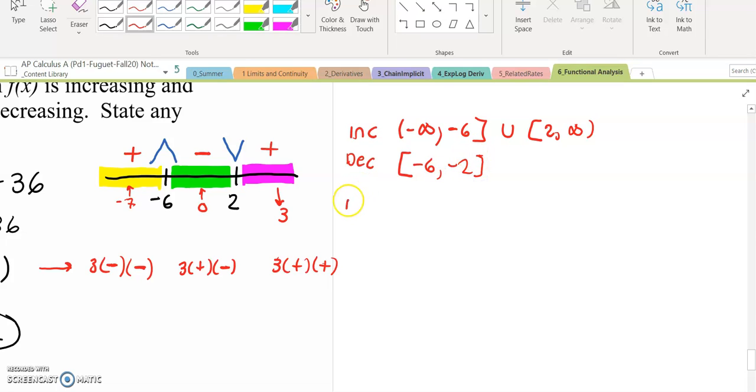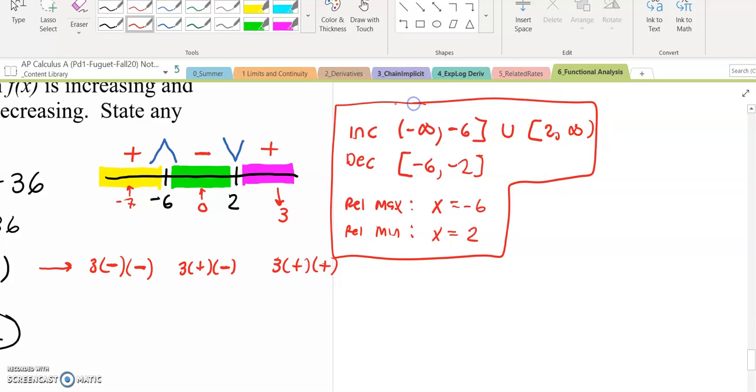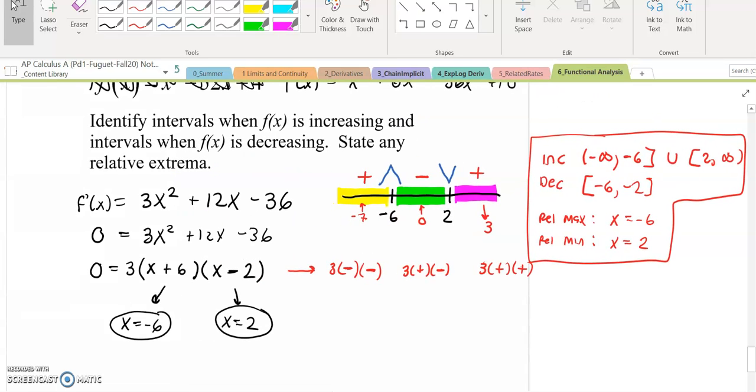And then the last thing we need to do is find a relative max and a relative min. In this situation, we're going to have a relative max at x equals negative 6 and a relative min at x equals 2. So those are going to be all my solutions for this second example.